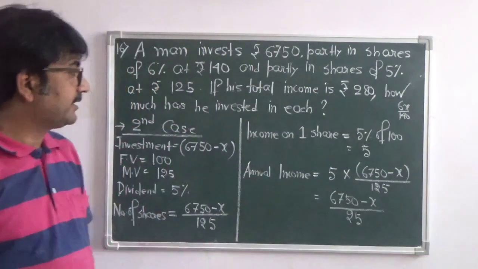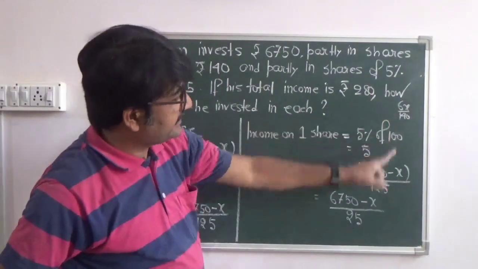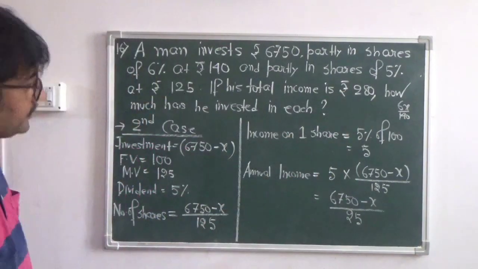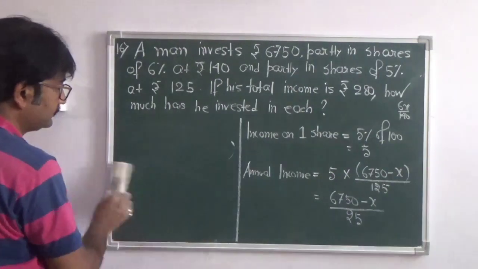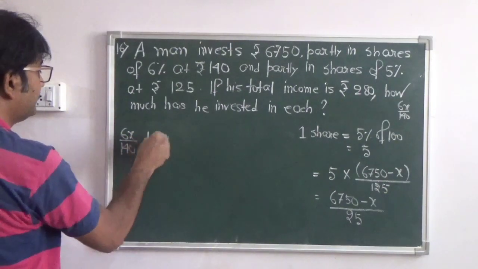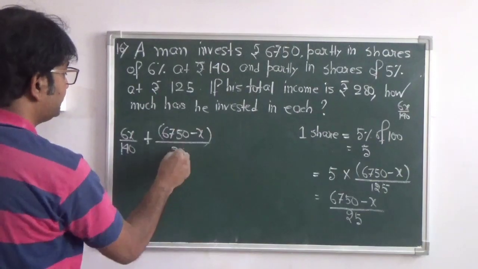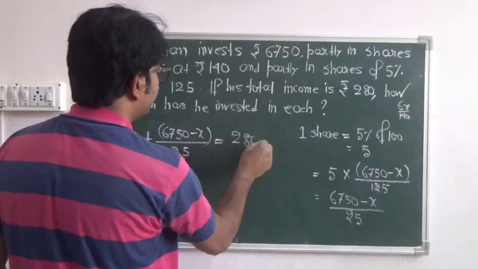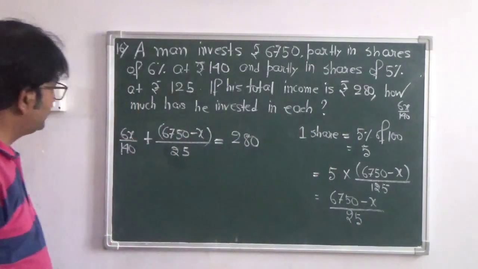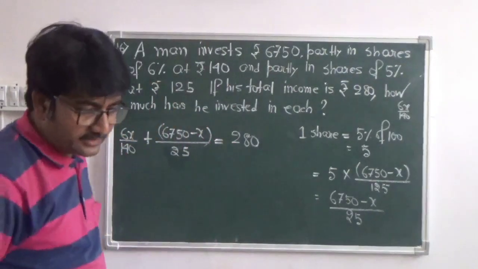So now we have the annual income in the first case, 6x by 140, and annual income in the second case is (6750 minus x) by 25, and the total income that is given in the question is 280. So this plus this, income from the first case plus income from the second case, equals 280. So according to the question, 6x by 140 plus (6750 minus x) by 25 equals 280. So this one you have to solve. I am writing the answer directly, but I am leaving the calculation to you, it will take time.